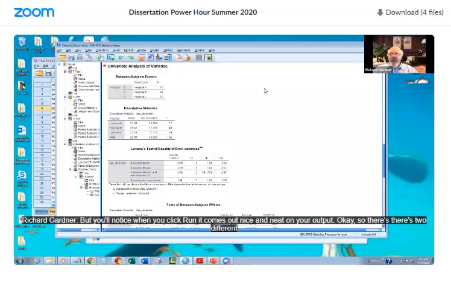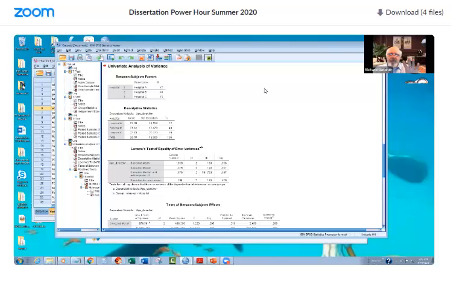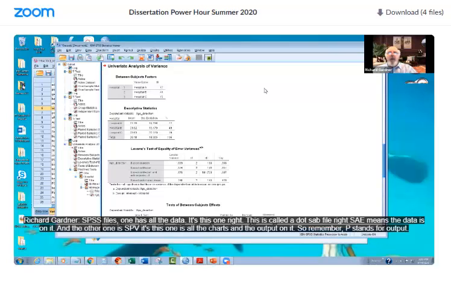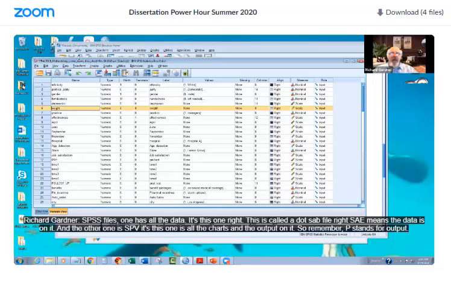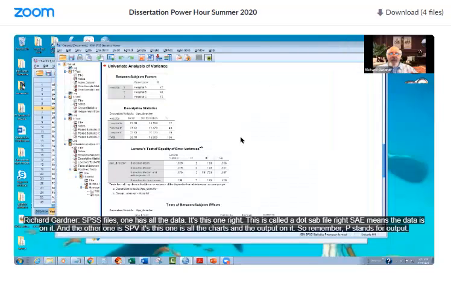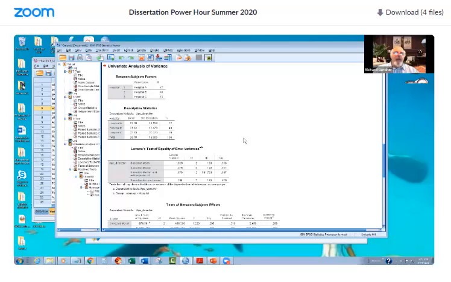Okay, so there's two different SPSS files. One has all the data. It's this one, right? This is called a .sav file. SAV means the data is on it. And the other one is SPV. It's this one. It has all the charts and the output on it. So remember, P stands for output. All right, back to work.